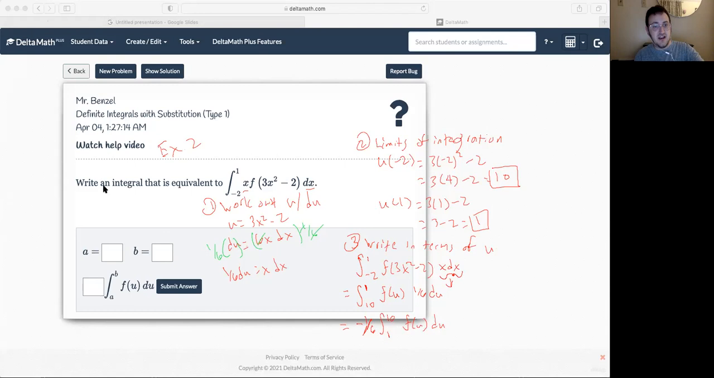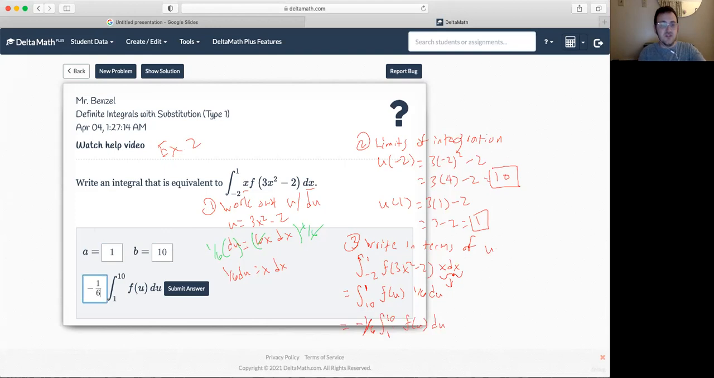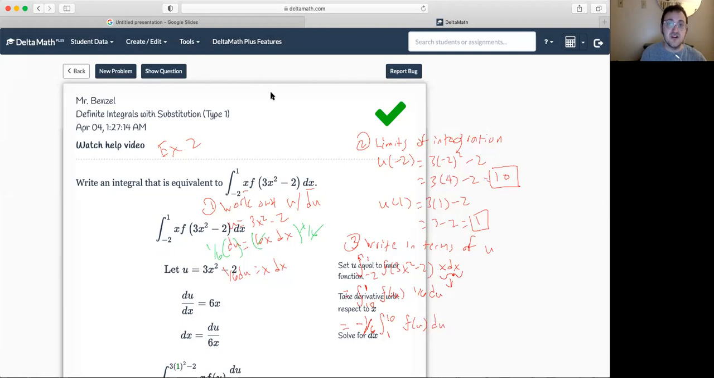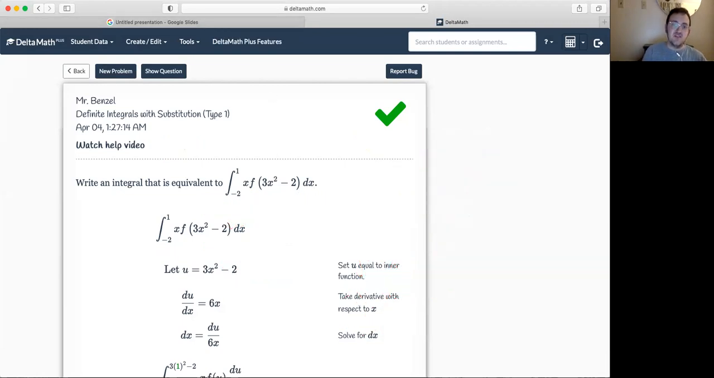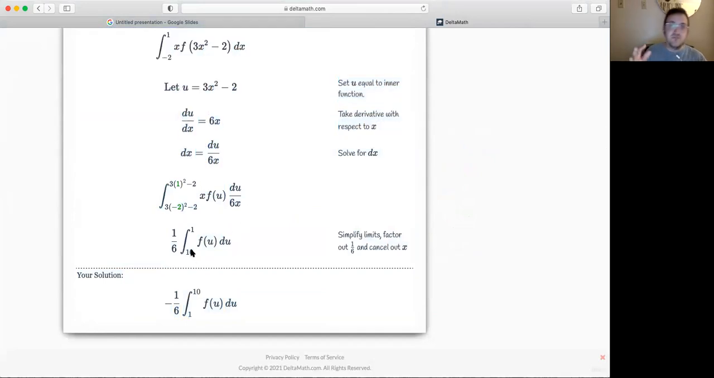And now I have a nice working integral. So my lower limit of integration is 1 to 10, and my coefficient is going to be -1/6. And we are good. Now, if you notice here on Delta Math, they actually put the bottom limit as the bigger number, but I think it's always good to get in the habit of making sure that your bottom limit is actually the lower of the two numbers.